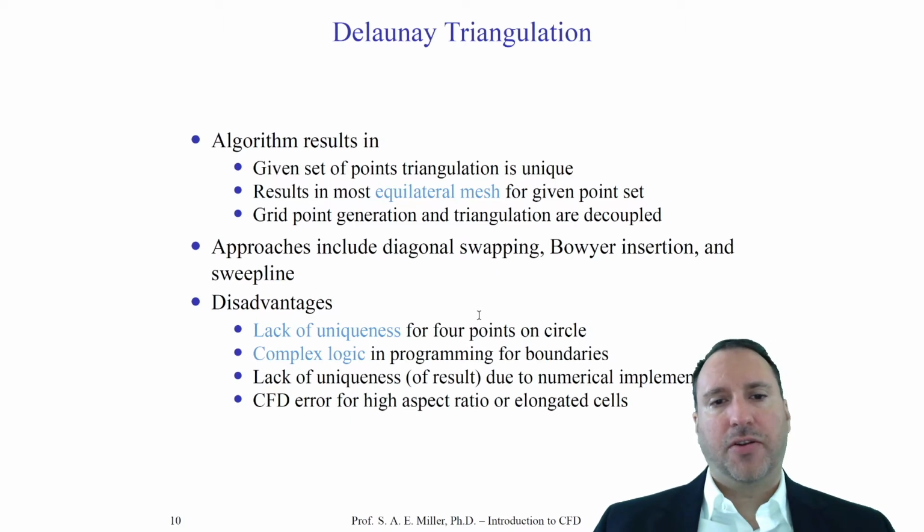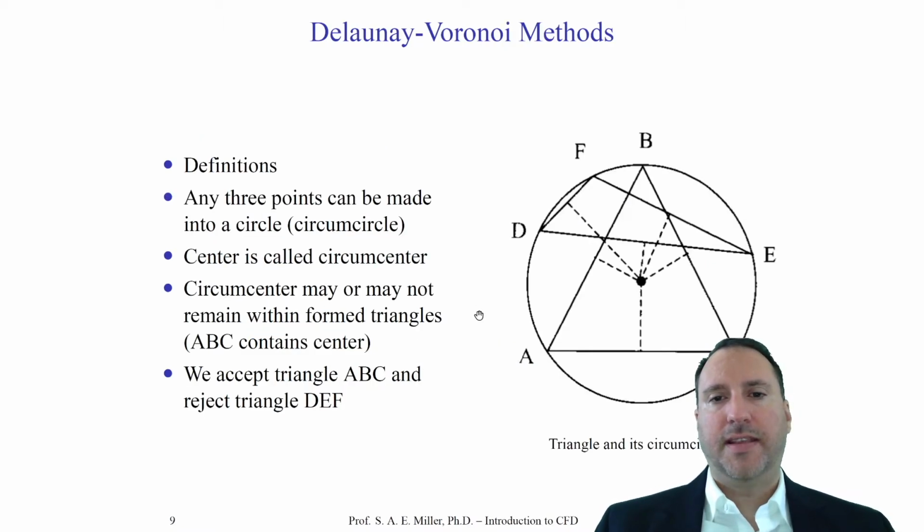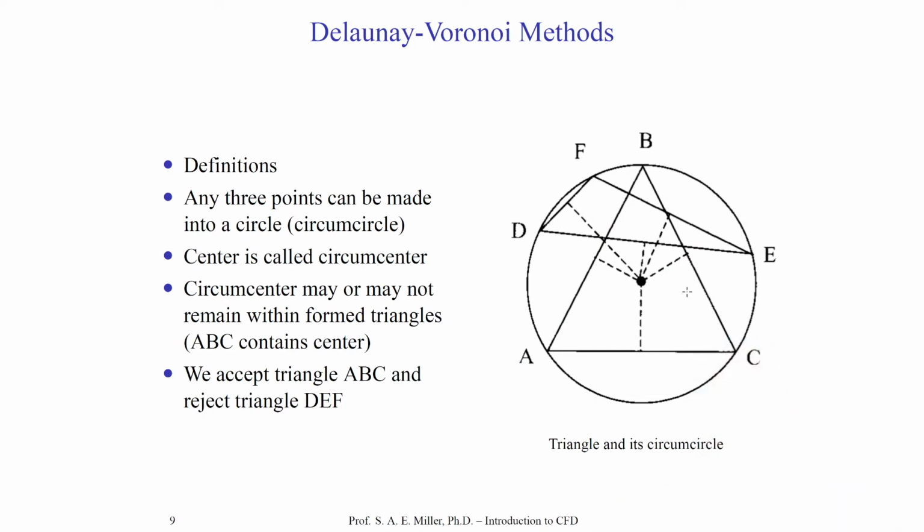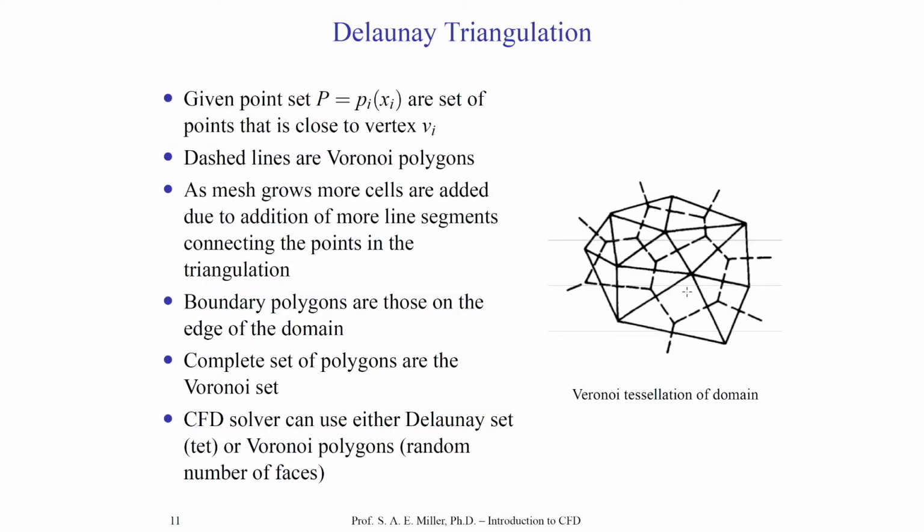There is a particular lack of uniqueness due to the numerical implementation of the technique. Technically, the method will always produce the same solution for simple cases, but in reality, when we put it in a numerical technique, with of course some if statements and logical statements in the code, things are no longer unique. There is a particular CFD error which is very high for high aspect ratio elongated cells. You can see that in the case between A, B, and C and D, E, F triangles on this particular previous slide.